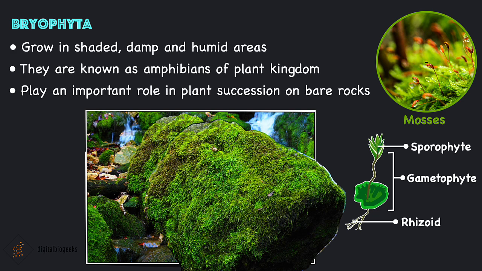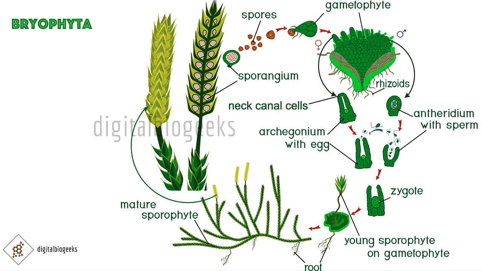The main plant body of bryophytes is haploid in nature, as it has only one set of chromosomes, and it produces the gametes, hence it is called the gametophyte. The other phase of the life cycle is called the sporophyte. Here, this is a gametophyte.